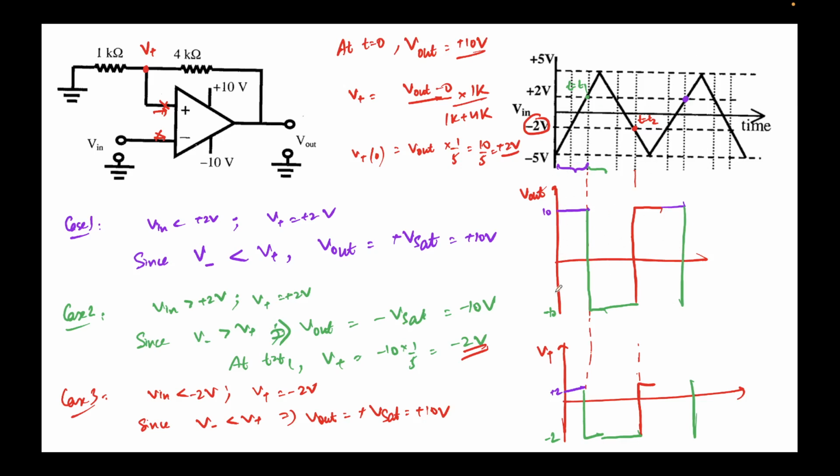The voltage limits are decided by plus Vsat and minus Vsat, because the output voltage cannot be arbitrarily high. It has to be clamped to these saturation voltages. So this is what is happening. The key thing to note here is that the reference voltage changes. It's not that the reference voltage remains constant at minus 2 volts or plus 2 volts throughout.